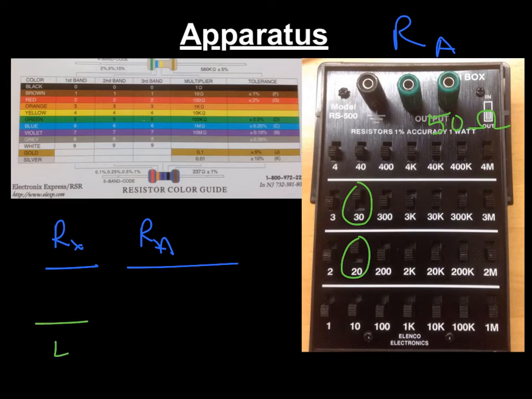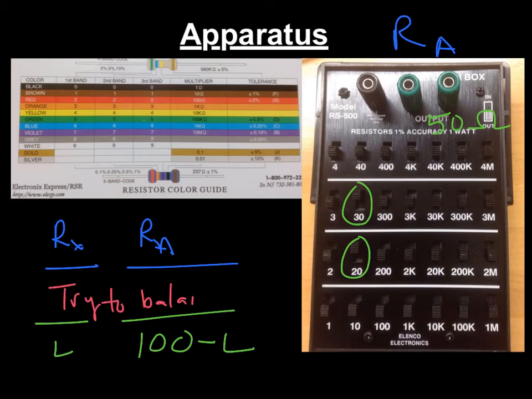Now to use this, we know that the ratio of Rx to Ra is equal to the ratio of L to 100 minus L. What this means is that if Rx is a lot bigger than Ra, L is going to be bigger, and you'll balance farther down. If Ra is bigger, in this case, 100 minus L is bigger, and you'll be real close. You want to try to balance in the middle of the board. Close to it, try to balance in the middle. You're going to get the most accuracy and sensitivity in the middle.